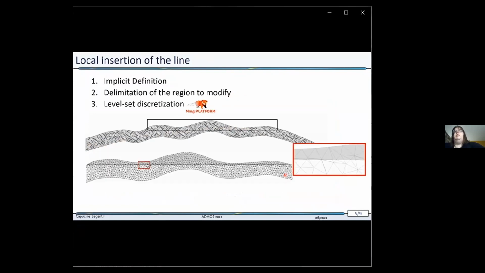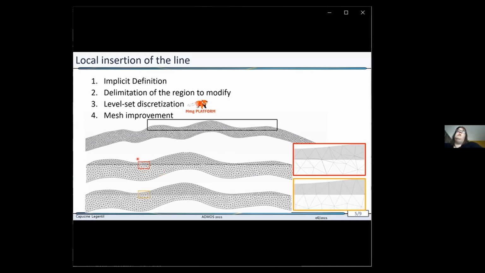The third step is the level set discretization made by MMG. In the triangle intersected by the line, new points are created, but the triangles have a poor quality. The last step is the mesh improvement, also made by MMG, to have a good quality in the modified region.